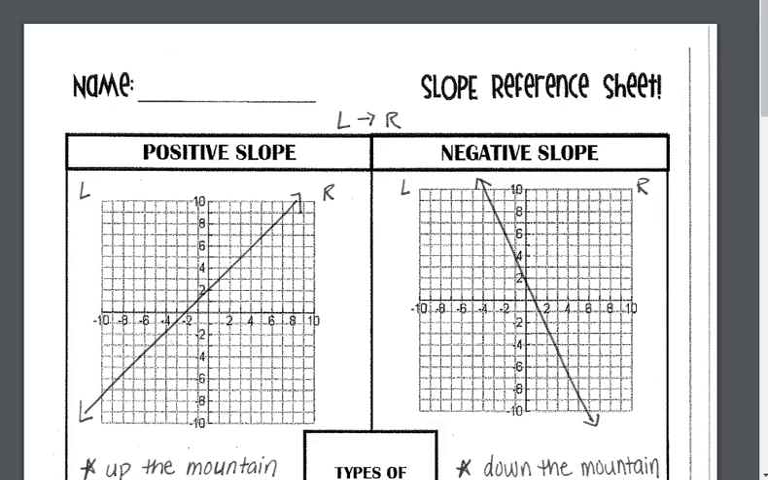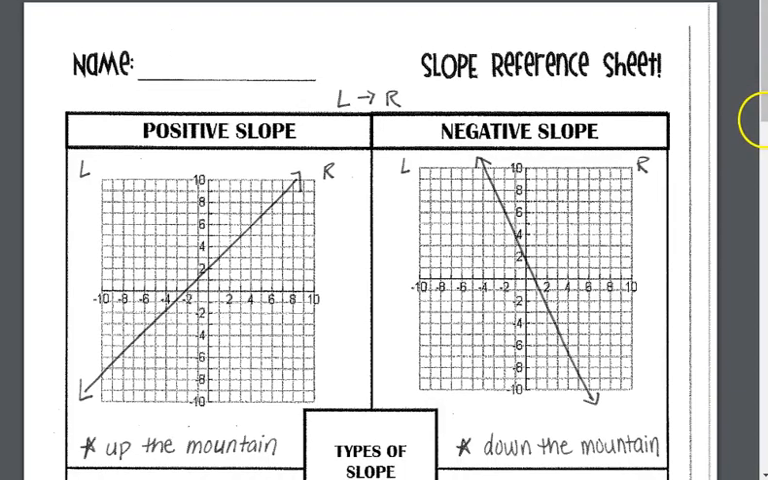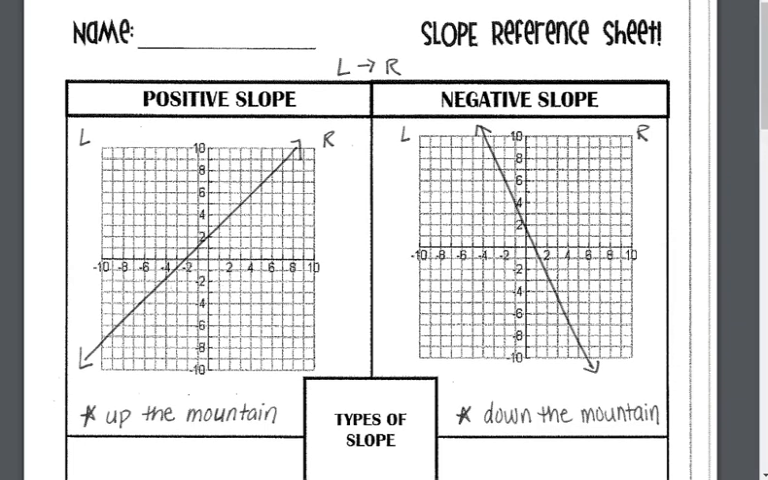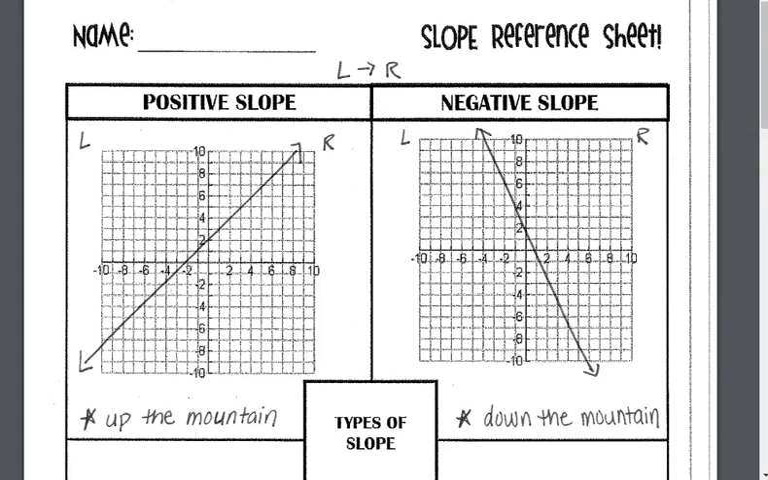All right. Today our topic is slope. So we're going to learn what slope is and how to find the slope of a line. So if you look here, on the first side of the page is your slope reference sheet. So this just gives you the types of slope. We have 4 different types of slope.